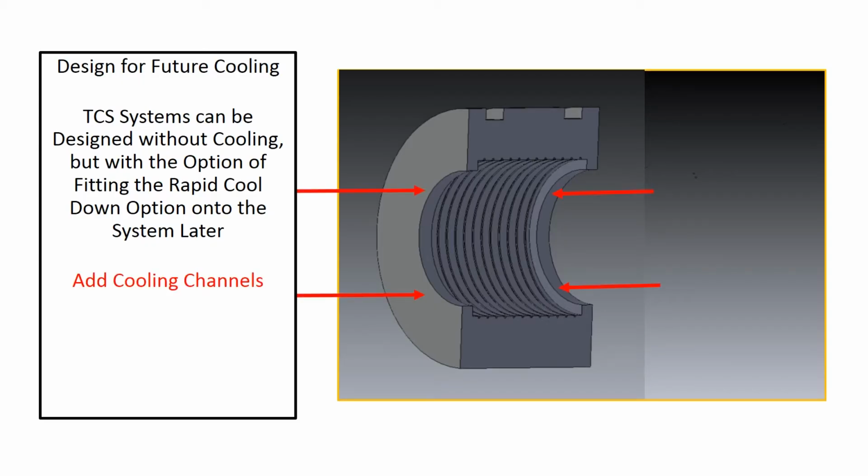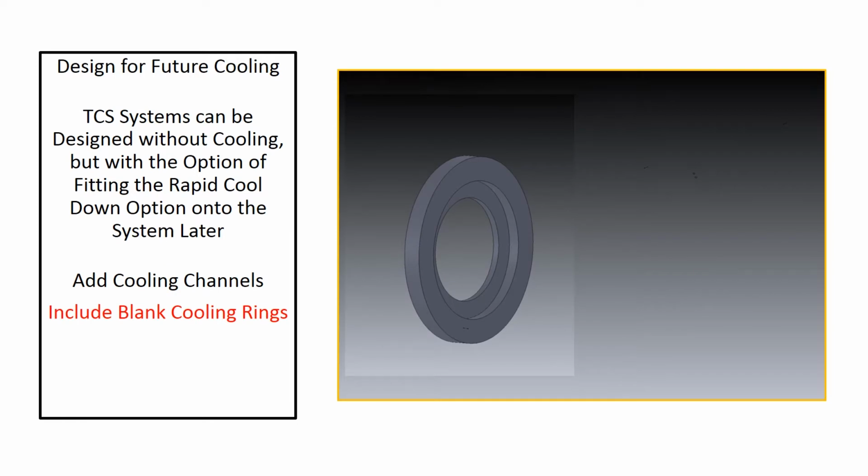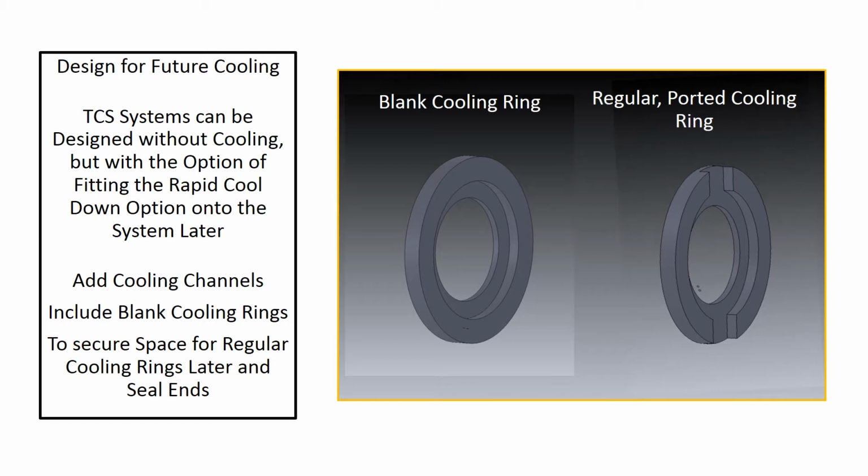Systems designed for future cooling have cooling channels added to the TCS sections, and blank cooling rings added to each end of the system or system breaks. The blank cooling rings are there both to secure space for regular ported cooling rings if they are added later, and to seal the ends of the system, as the cooling channels on the TCS sections now leave the interior of the system exposed, which creates heat loss. Notice that the blank cooling rings do not have ports for airflow.